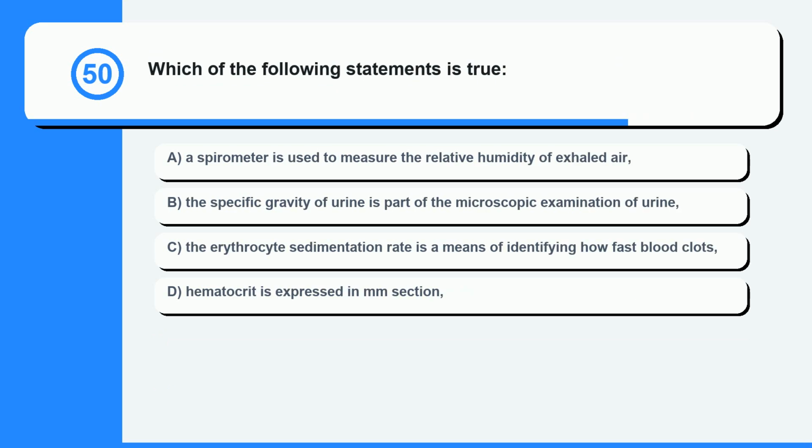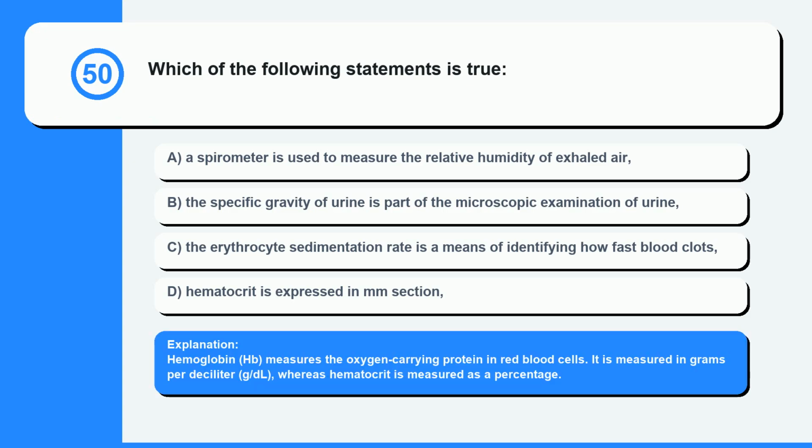Question 48. Which one of the following diseases is confirmed by a positive VDRL and RPR? A. Hepatitis, B. Mononucleosis, C. Syphilis, or D. Rheumatoid arthritis? The correct answer is C. Syphilis. The VDRL, Venereal Disease Research Laboratory, and RPR, Rapid Plasma Reagin, tests are screening tests used to detect antibodies produced during a syphilis infection.